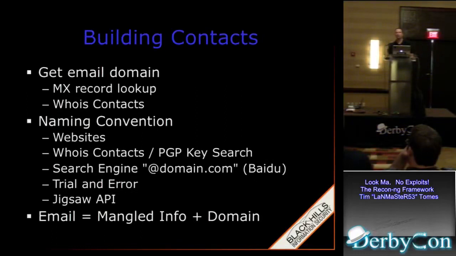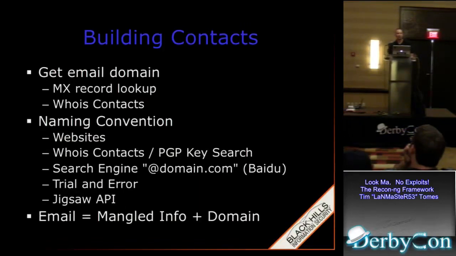We can use MX record lookups to find the email domain. I mean, we probably already know what it is based on the hostname reconnaissance that we've done. We can use whois contacts to see if maybe their whois contact is an internal person. We can try to get their naming convention from there, or their domain. Right? The next thing we want is the naming convention, right? Is it first name dot last name? Is it first initial last name? That's a critical piece of information when we're building these email addresses.